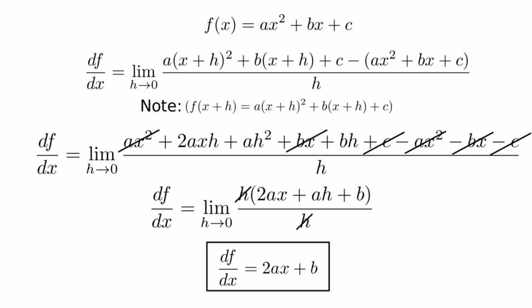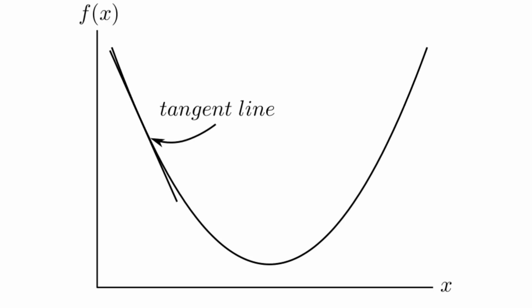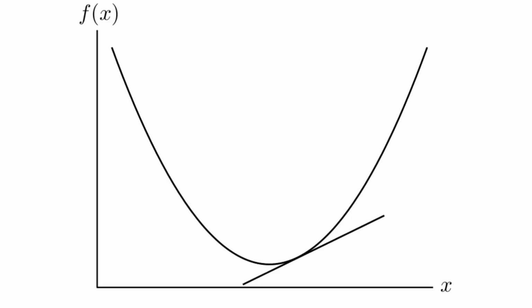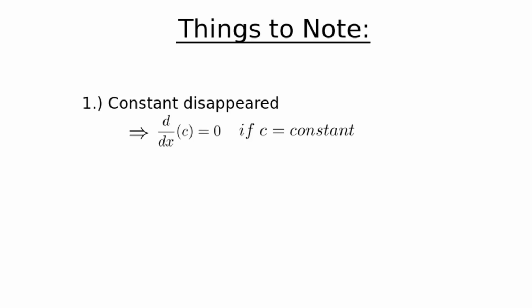This tells us that if we drew a line that just touched our parabola at a single point, known as a tangent line, the slope of this line changes as a function of x. There are a few things to note about this result. First of all, the constant c disappeared. This tells us that the derivative of a constant is 0.